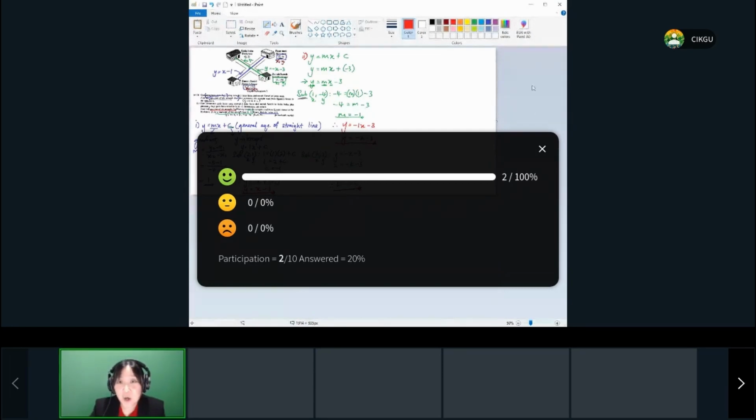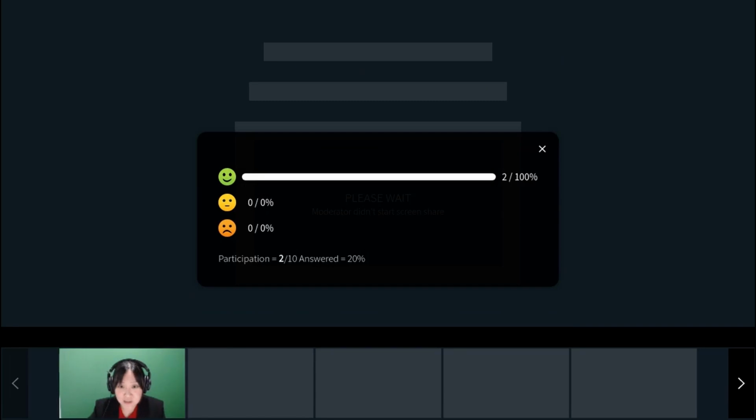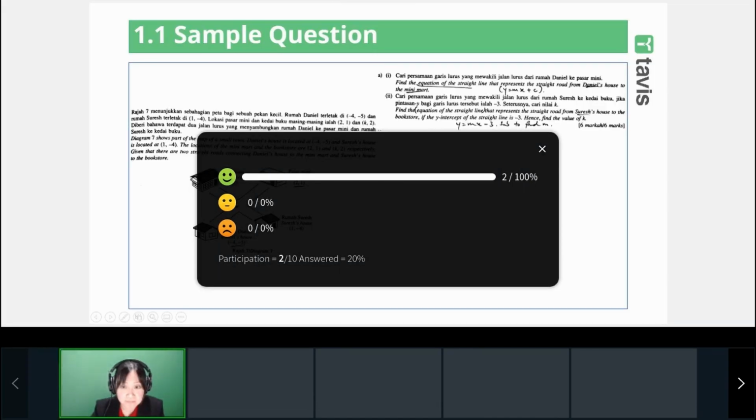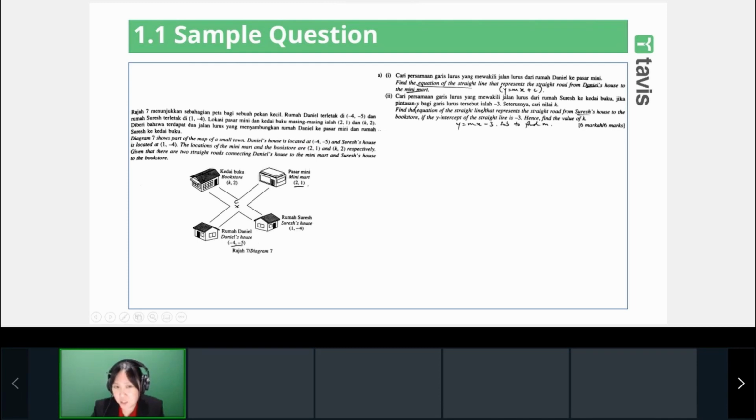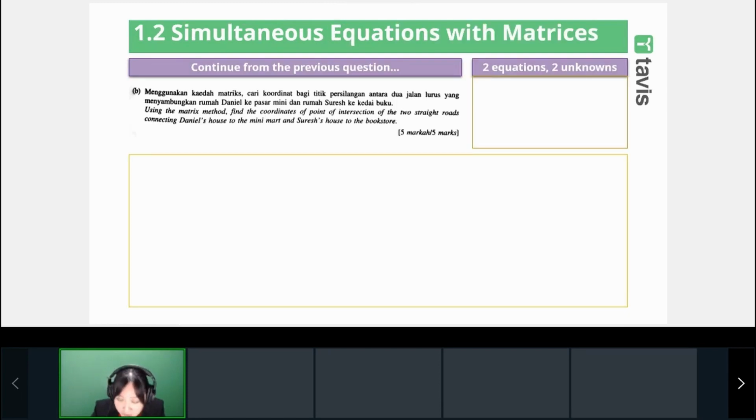Okay, so stop this screen share. I'm going to go back to the question. Okay, for those who came yesterday, that's it already. We did one question to revise whatever we had yesterday. From this question onwards, it's going to be new for this lesson, which means I am entering matrix.